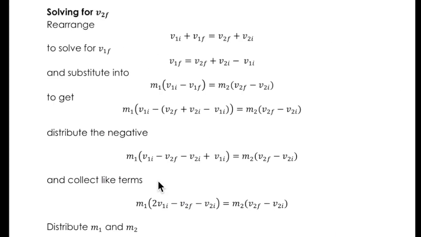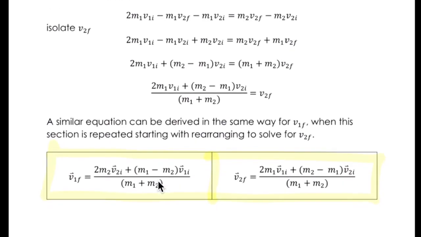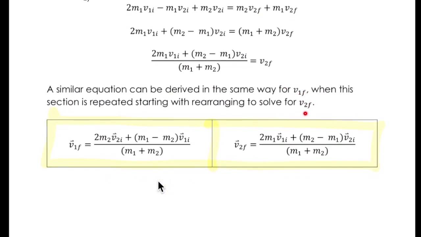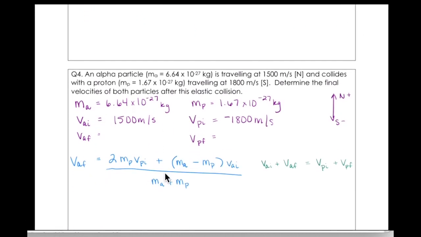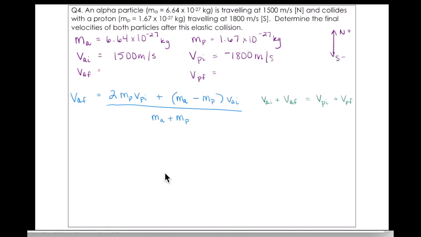Then they go on to derive the other two for V1F and V2F. Here we have the equation that has been rearranged to solve for the final velocity of the first object, and this one is for the final velocity of the second object. Those three equations that I've highlighted in our notes are the ones we're going to be using. There are no actual example problems, but I am going to go over question 4 with you as our practice.